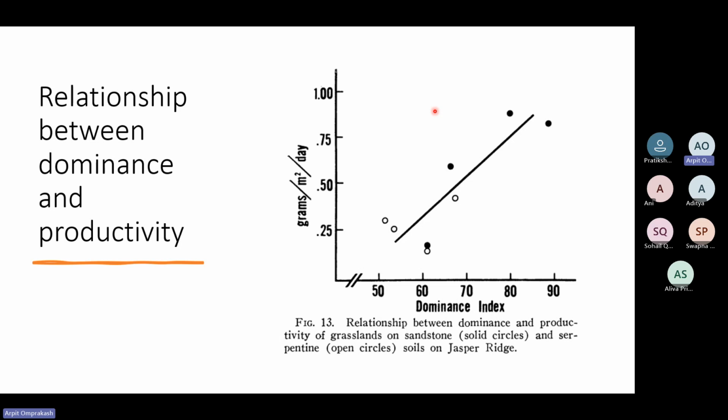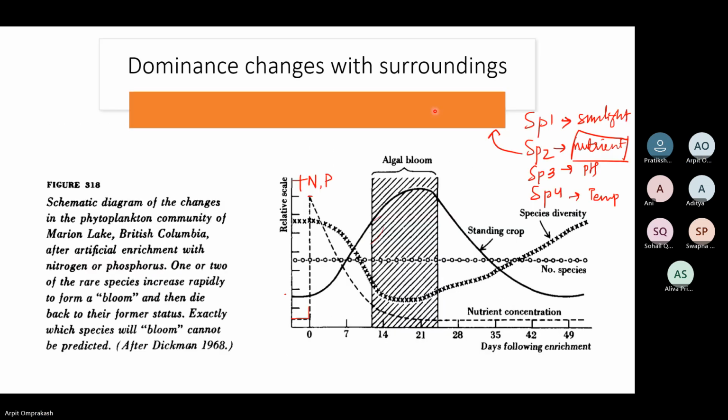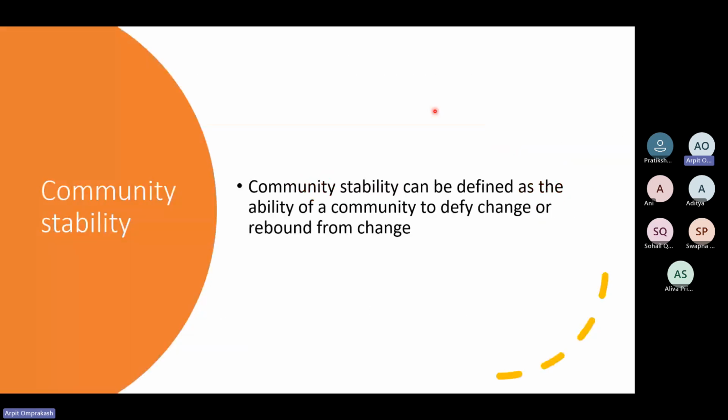However, the relationship between dominance and productivity, where dominance increases and productivity increases, is stronger. Then we talked about how dominance changes with surroundings. If we change the surroundings by, let's say, pumping nitrogen or phosphorus into some lake, then more algae can develop and dominate the area. So there will be an algal bloom, and eventually that will die off, and the species diversity will return back to normal, right?